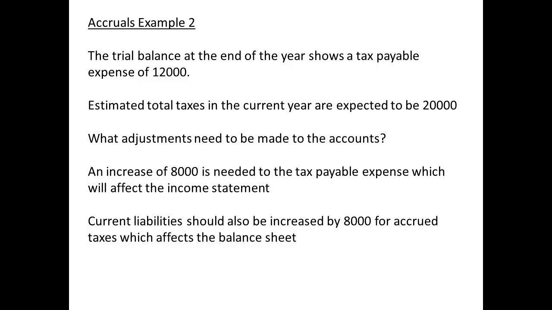The tax payable expense will be debited with £8,000. Since an expense has been increased, it will affect the income statement. Net profit is going to be reduced by this amount. Current liabilities will need to be increased. We credit current liabilities with £8,000. This will affect the balance sheet.